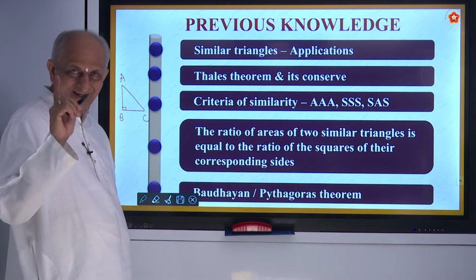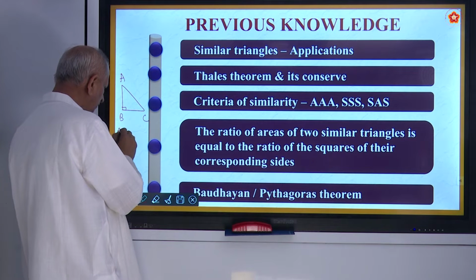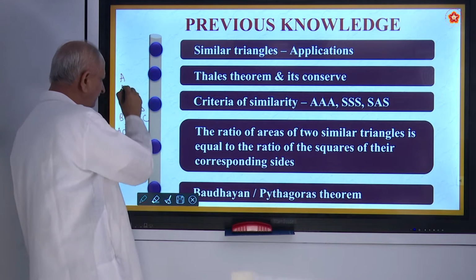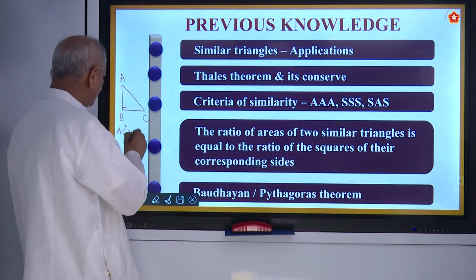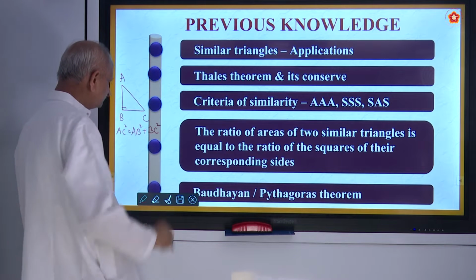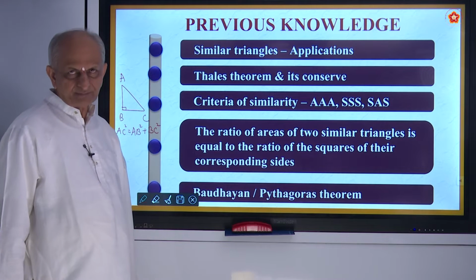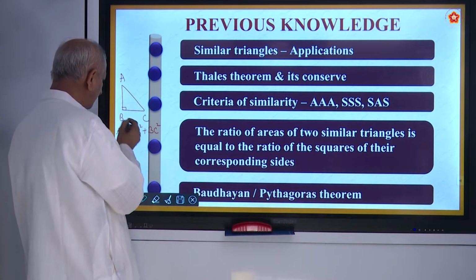In a right angle triangle, the square on the hypotenuse. What is the hypotenuse here? AC. AC square is equal to the sum of the squares of the other two sides. One is AB, another is BC. So that is what is called Baudhayana theorem.